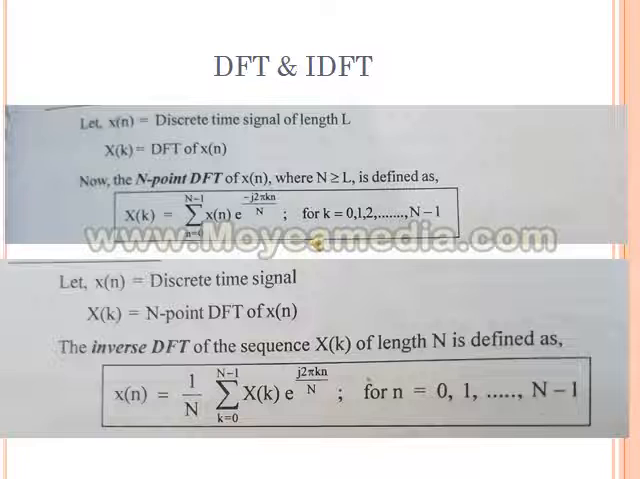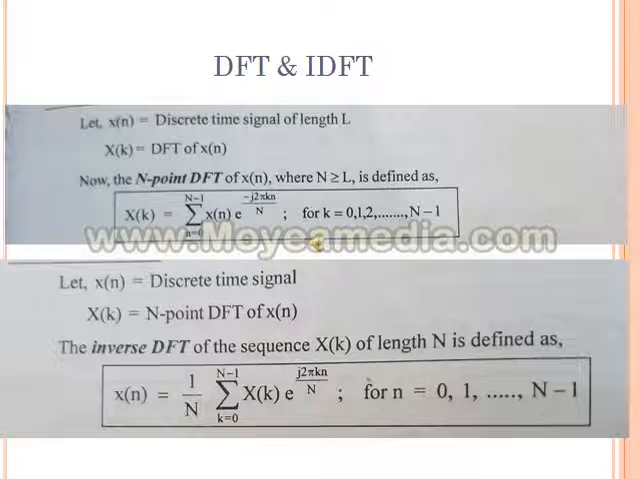Now coming to discrete Fourier transform. So if we have a signal x[n] as given in this slide, that is a discrete time signal of length N, then if we want to take its DFT, the DFT of the signal x[n] is represented by capital X[k].